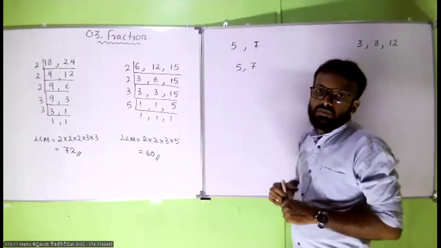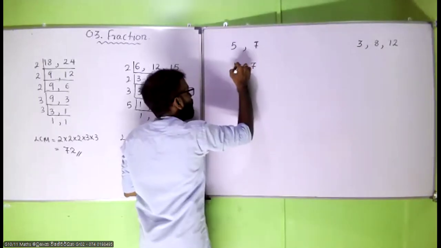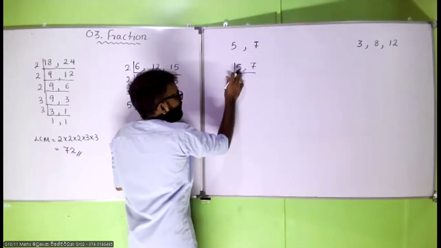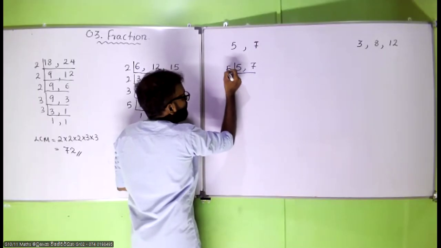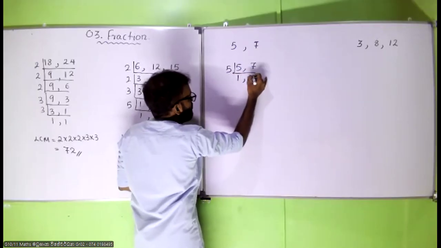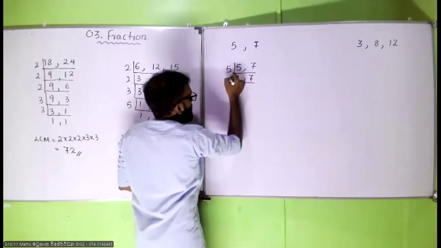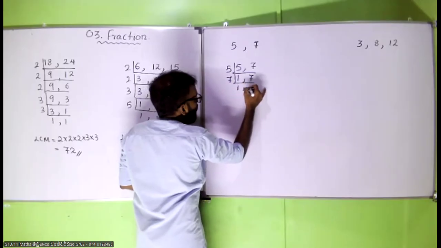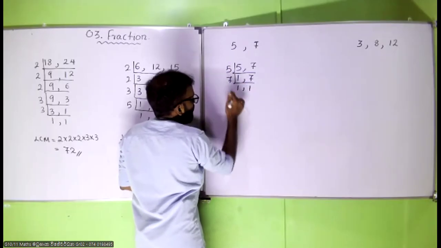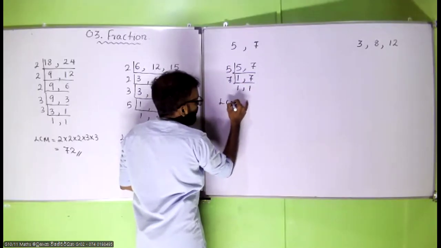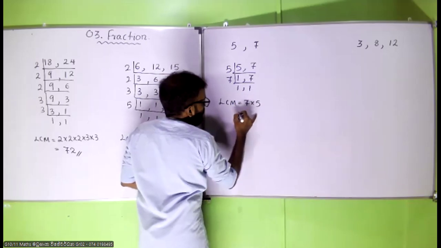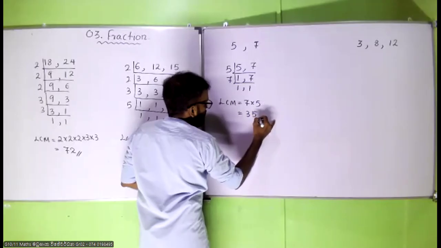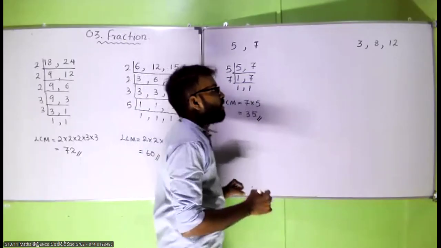7 times 5 is 35, right? So the same thing will be obtained here. The least prime factor that I can use to divide this is 5. 5 times 1, 7 is here, 1, 1. 7 times 5, right? LCM is 7 times 5, 35. Done.